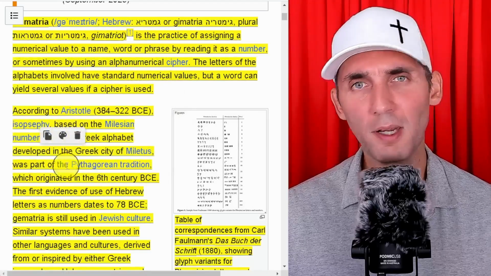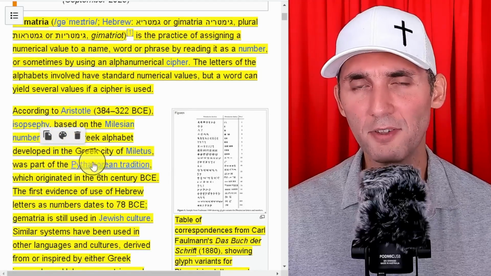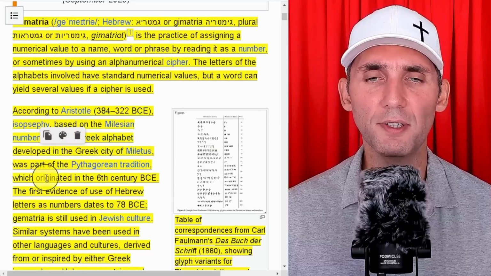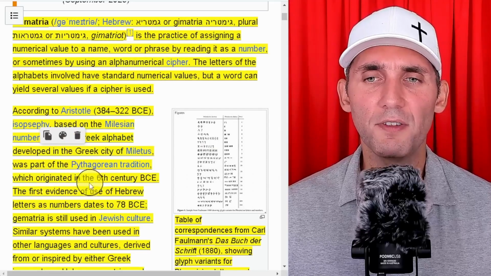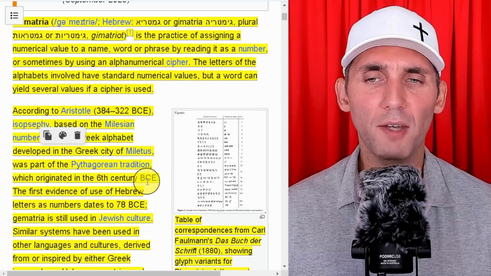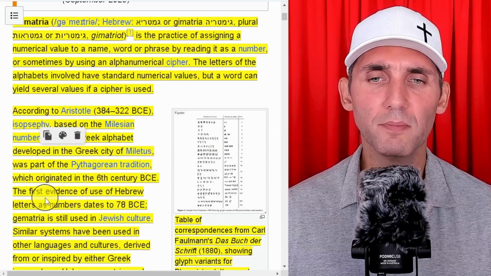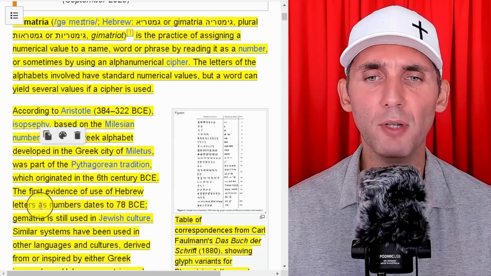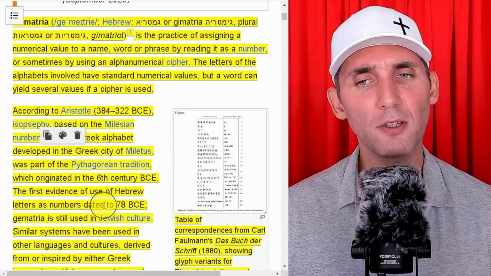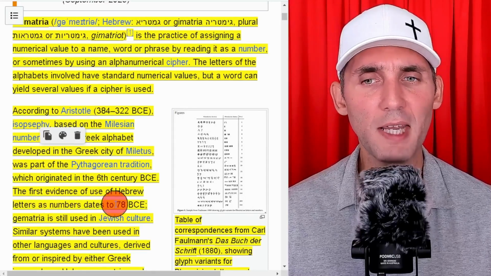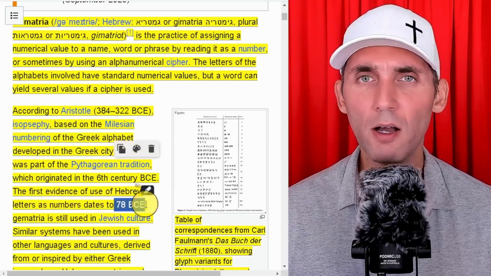So this numbering of the letters and giving them certain meanings originated with the occultists in around the 6th century BC. I'm sure it was probably before that too. This is the mystery religion stuff, folks. But anyway, it's as old as time. The first evidence of the use of Hebrew letters as numbers dates back to when? 700 BC? 800 BC? No, 78 BC. Uh-oh.